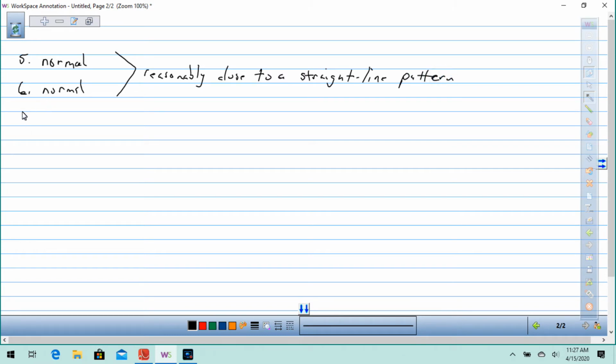What about number 7? Now I am seeing that one do something that's kind of like that right there. So I'm going to say not normal. Number 8 looks more like this right here. And again, I'm going to say that is not normal. All right, that's not a normal distribution.